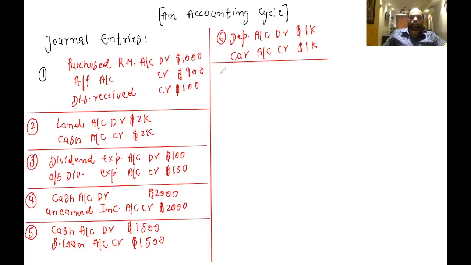Okay. Let's move on to number 7. Number 7 is outstanding wages, $80. Number 7, yes, outstanding wages is $80. So anybody?